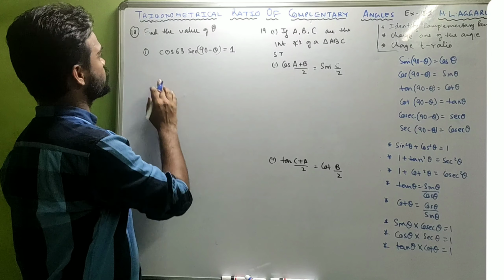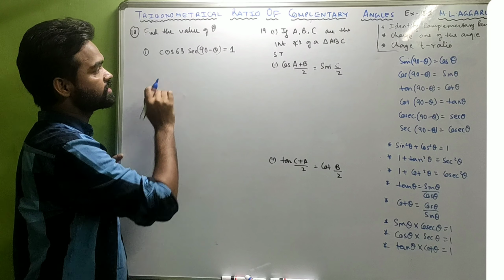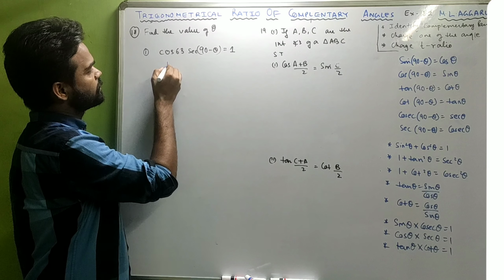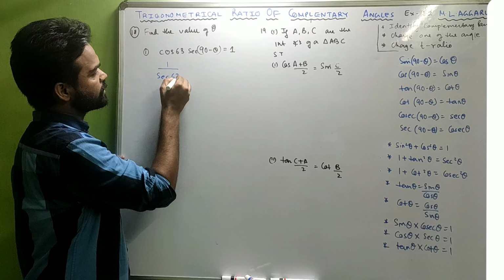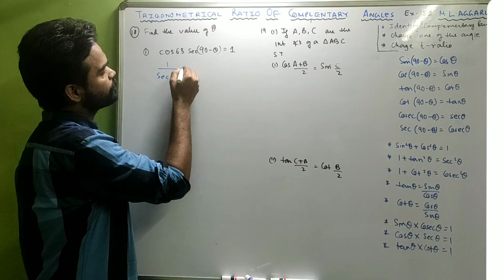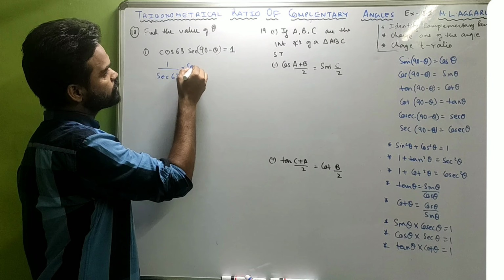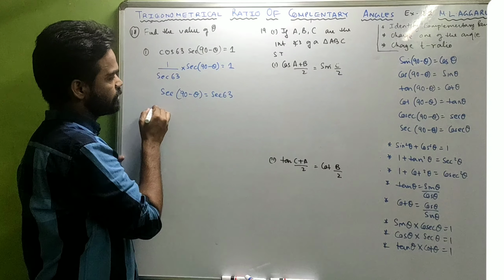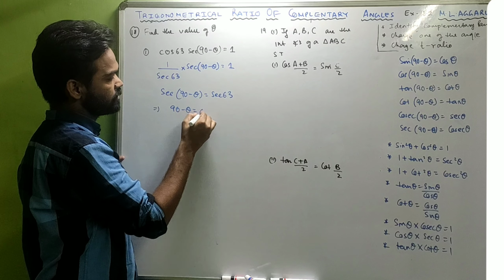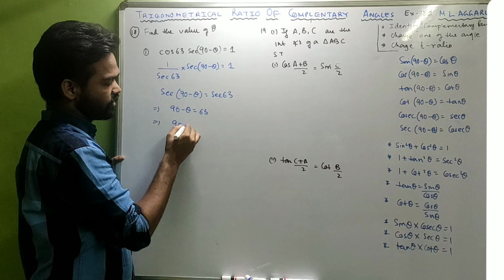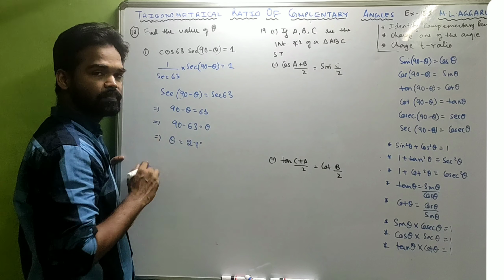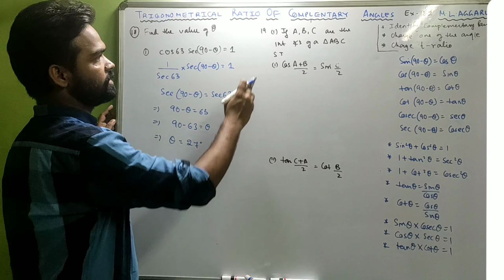Now look at 18 part 1. Find the value of theta if cos 63 degree multiplied by sec(90 minus theta) equals 1. Very easy. See, cos 63 I can write as 1 by sec 63 because they are reciprocal, into sec(90 minus theta) equals 1, which means sec(90 minus theta) equals sec 63, which means 90 minus theta equals 63, which means 90 minus 63 equals theta, which means theta is nothing but 27 degree. Done. Now let us see 19 part 1.